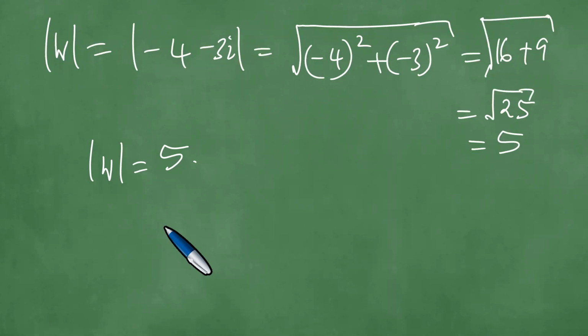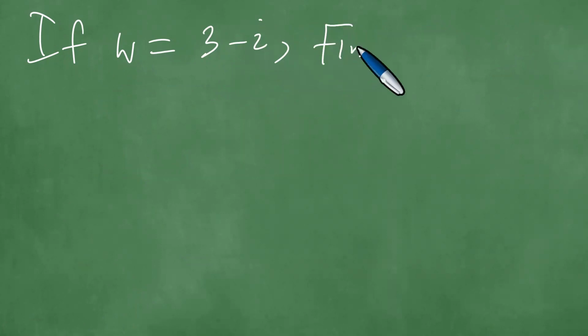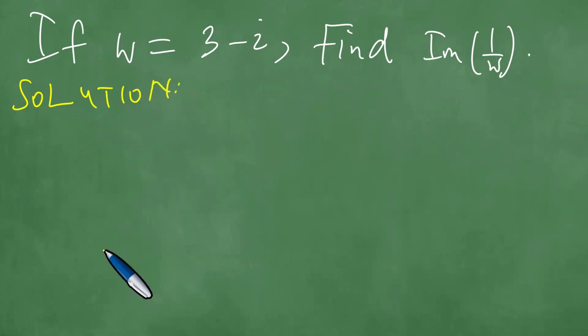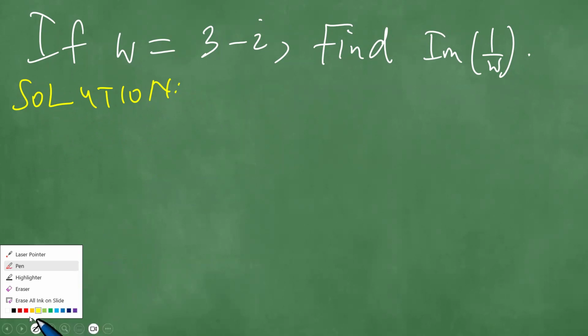With this mentioned, we're able to state some of the properties that are very important and that we need to know. For purposes of study, I want us to also make mention of the abbreviations of this. Let us find this one, for example. If w is 3 minus i, find the imaginary part of 1 over w. We need to expect these kinds of things. So let's quickly look at the solution to that and practice, and then we shall move on to domains and other things.